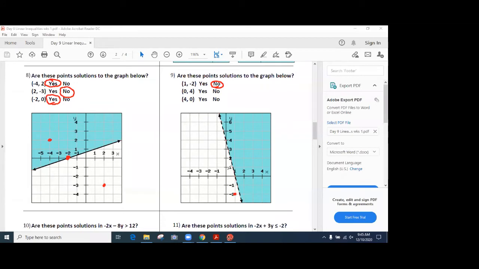Okay, 0, 4. Okay, 0 means don't go anywhere. 4 means go up. And this is on the line. Now, is it a solution? No, very good, because that's a dashed line. Dashed lines do not count as a part of the solution. Very nice. All right, and then 4, 0 would be over here. And is that a solution? Yeah. Very nice.